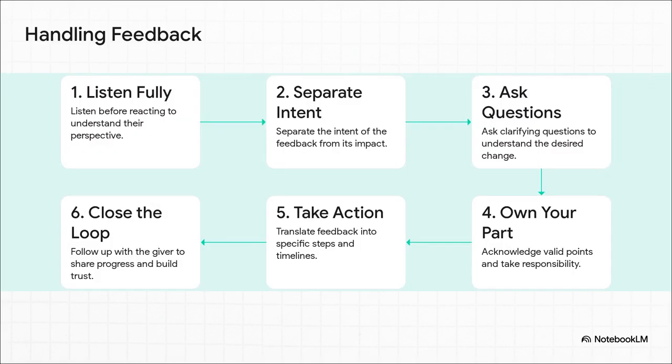And check this out. Here is the actual step-by-step algorithm for doing just that. It's a repeatable process for turning that raw feedback into actual improvement. You listen, you separate their intent from your impact, you ask questions, you own your part. But that last step, step 6, that's what builds massive trust. You actually go back to the person who gave you the feedback and you close the loop by showing them what you did with it.